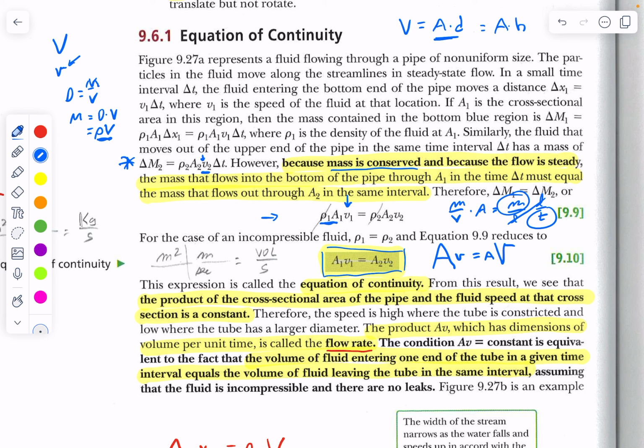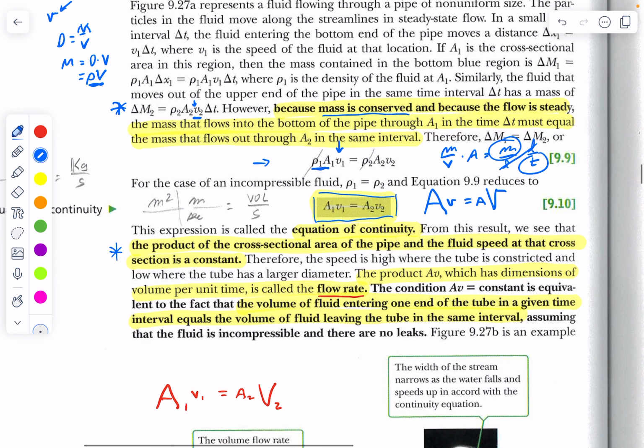And we call this the equation of continuity. So the way that you would say it in words is the product of the cross-sectional area of the pipe or hose or riverbed channel and the fluid speed at that cross-section is constant. It always equals the same value. Another term for your cross-sectional area times your velocity is called the flow rate. That flow rate is constant all the way through.